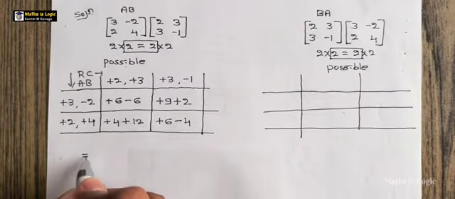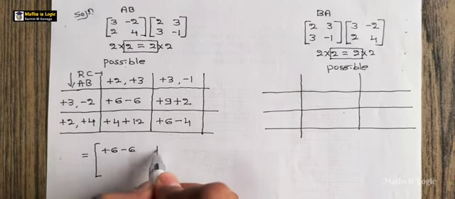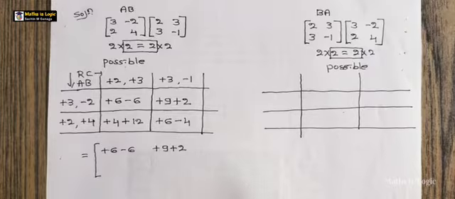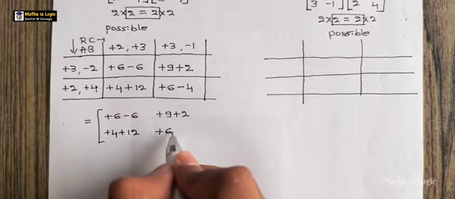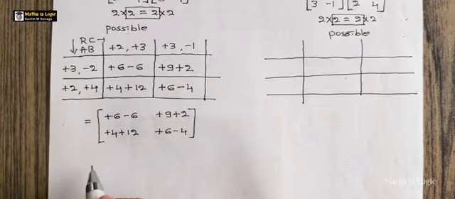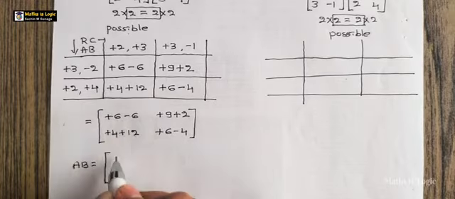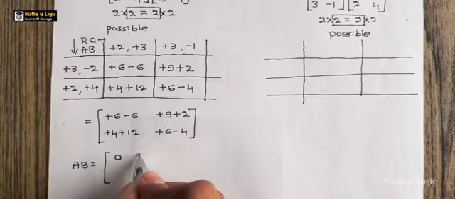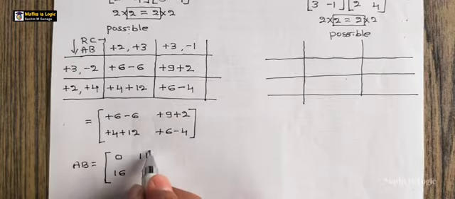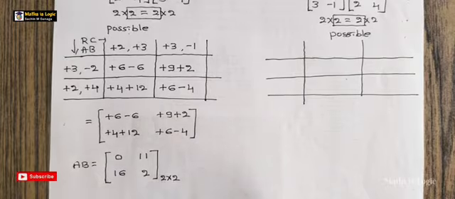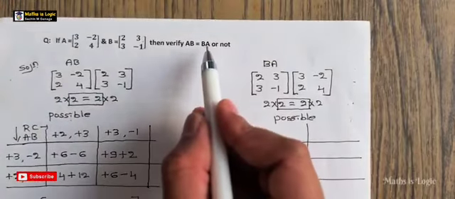Therefore, rewrite in matrix form. So this is plus 6 minus 6, plus 9 plus 2, next plus 4 plus 12, plus 6 minus 4. So use the calculator. Therefore AB value is equal to: plus 6 minus 6 is 0, 9 plus 2 is 11, 4 plus 12 is 16, 6 minus 4 is 2. So this is the value of AB. So after finding AB, next we need to find out the value of BA.